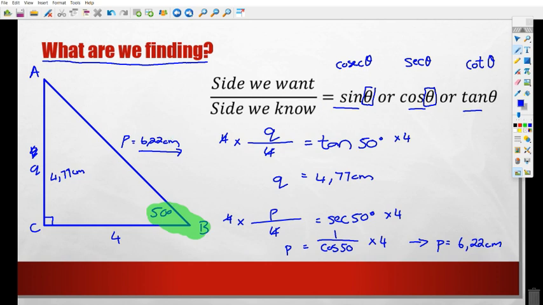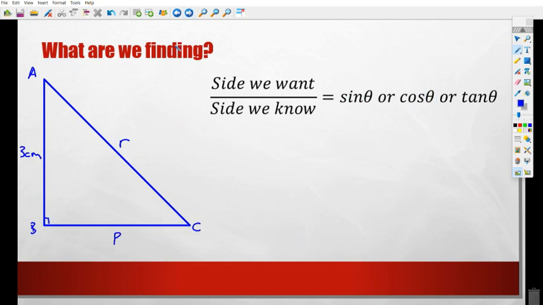Let's look at the next example. Again, we're going to fill in the angle here. Let's give it a 45-degree angle. I want you to please go and find letter R for me. Pause the video, look at it, and go find R.